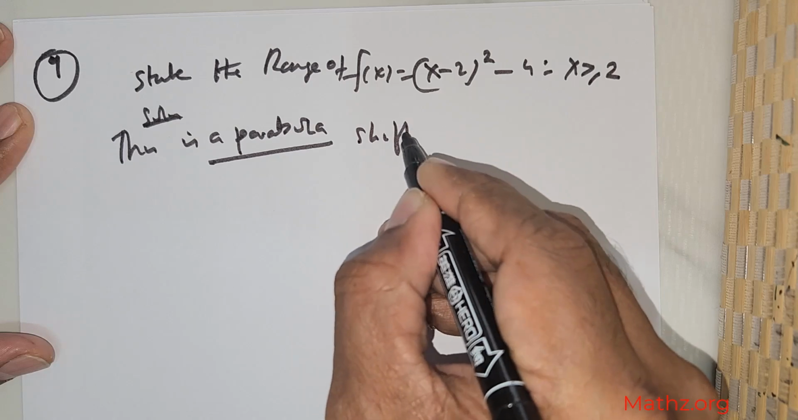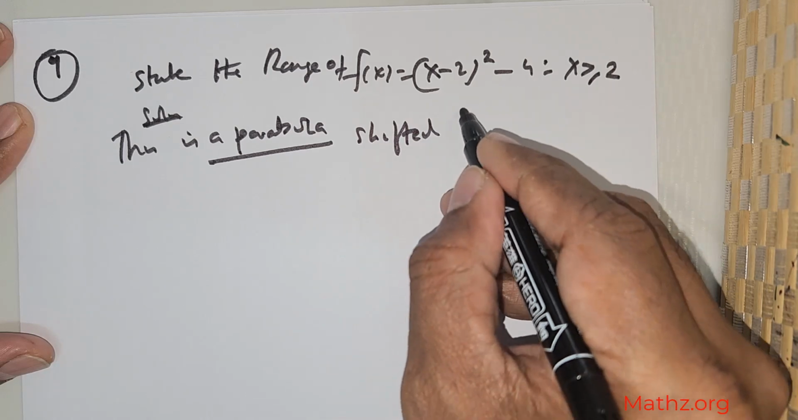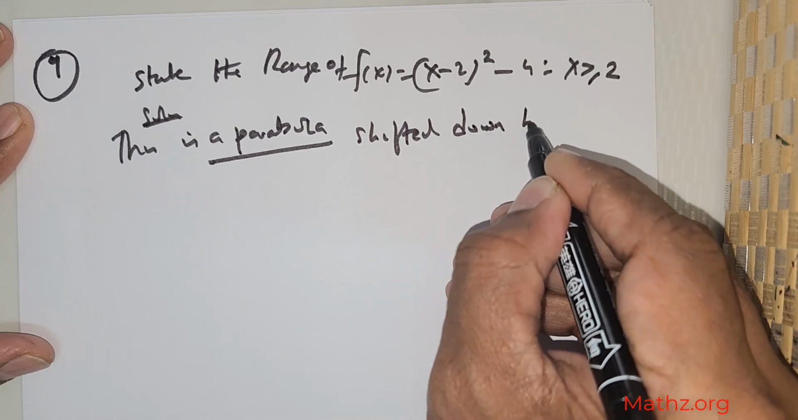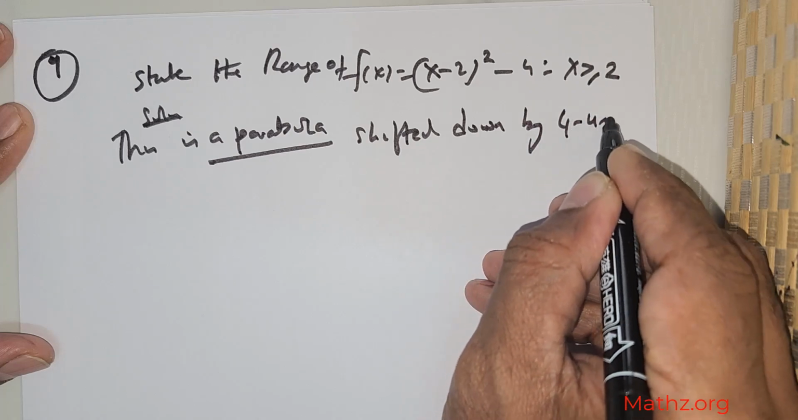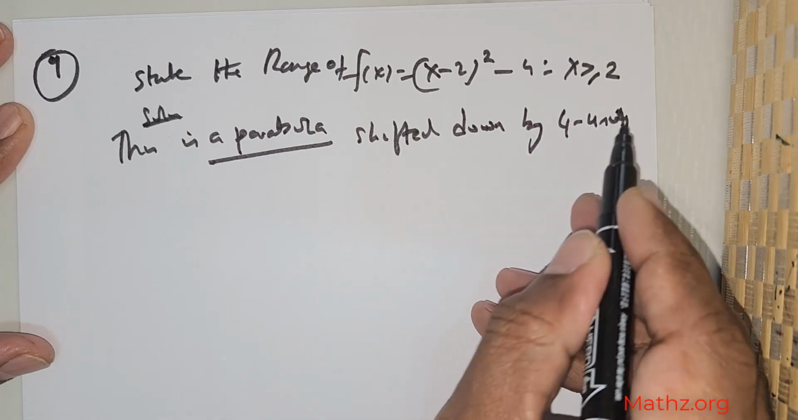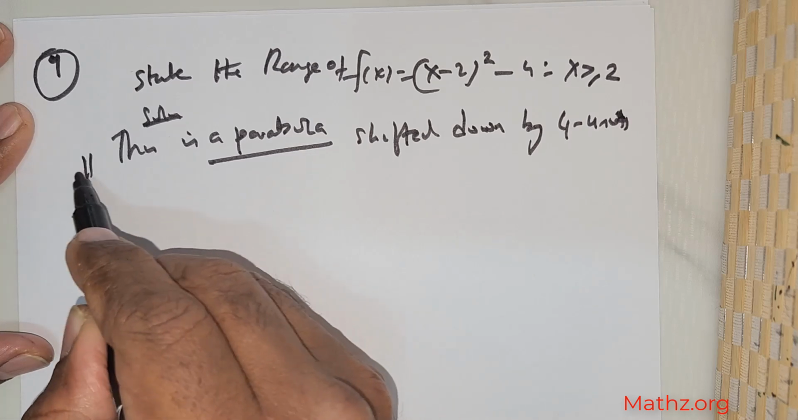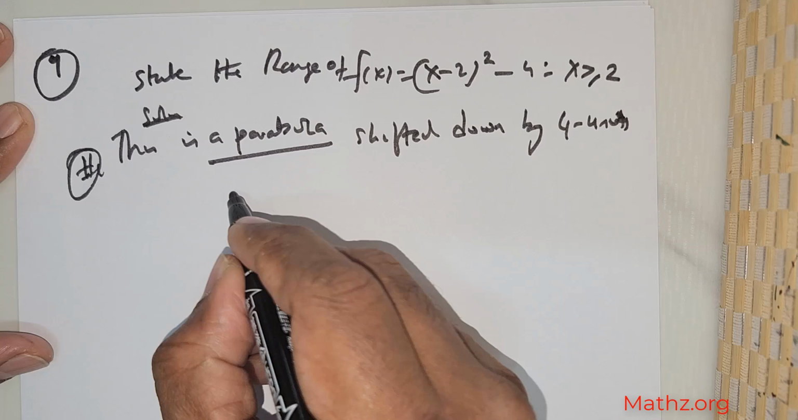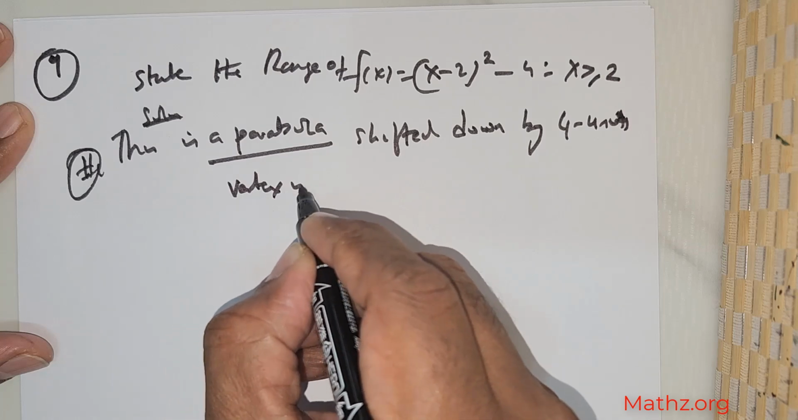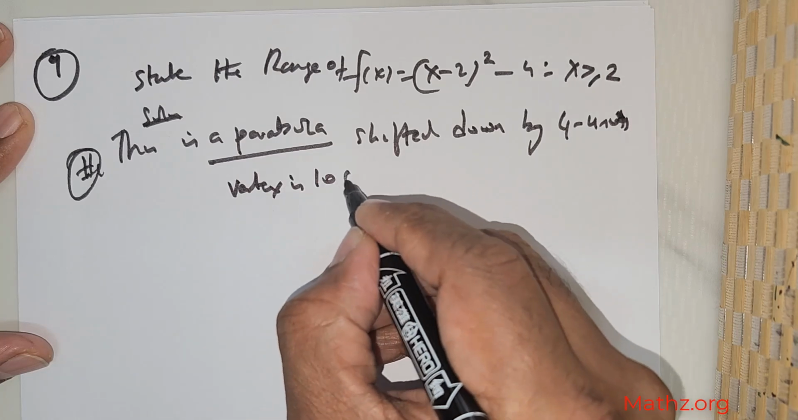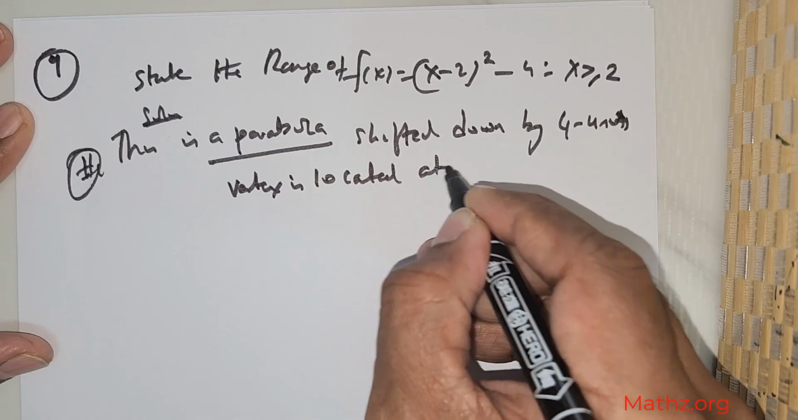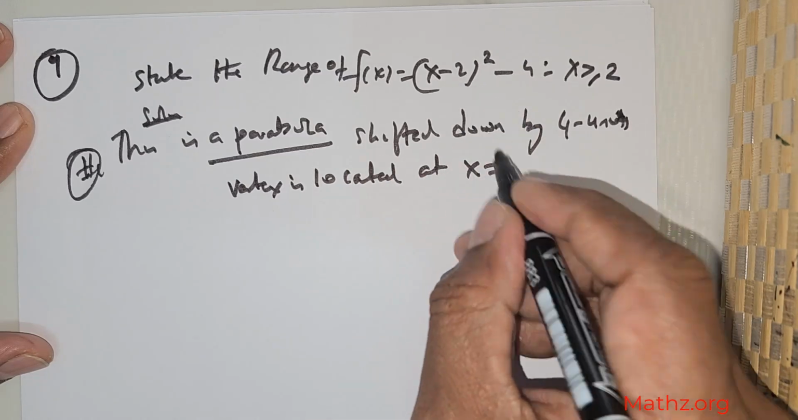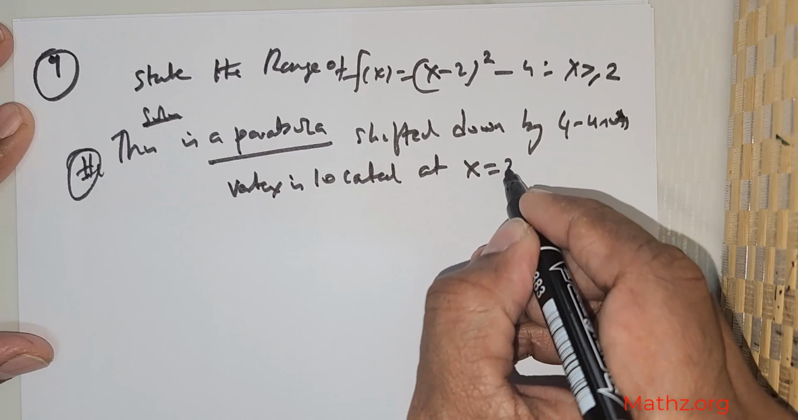shifted because of this negative 4, shifted down by 4 units. So that is the first observation you will have to state, right? So first observation, and the vertex is located at x = 2 because x - 2 is there, so x = 2.